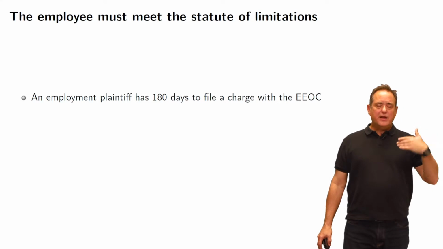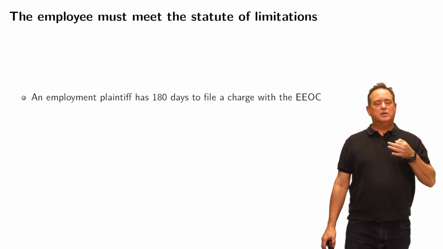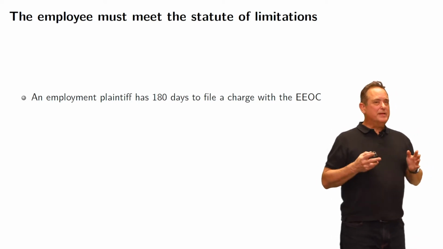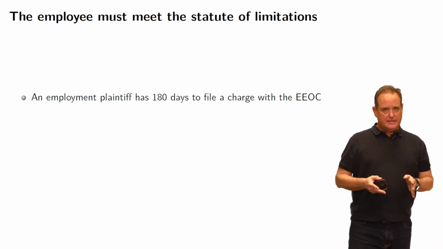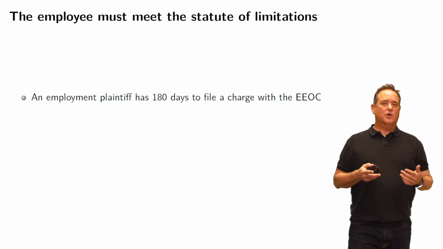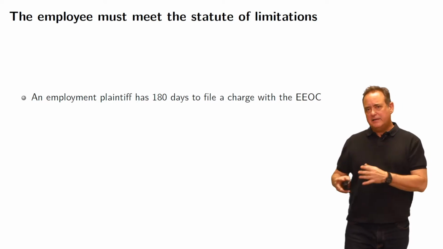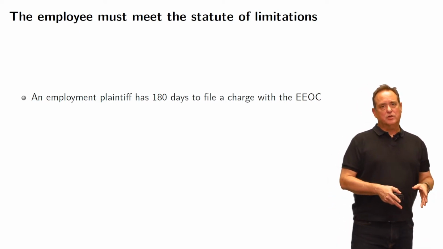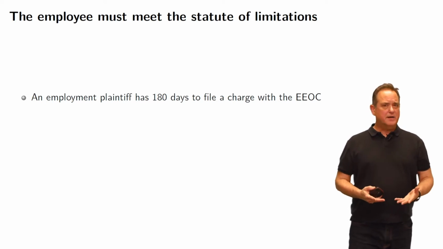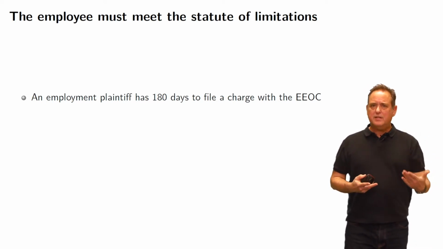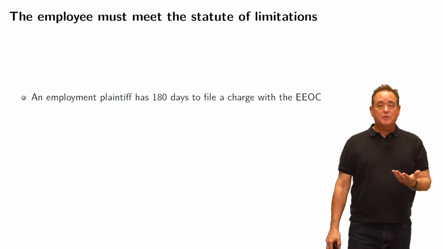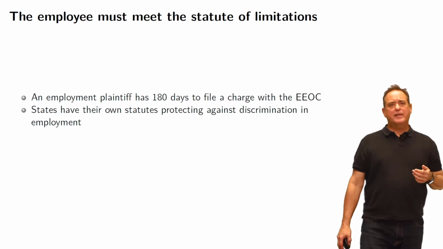Now, there is a very short statute of limitations, a period of time in which to file your charge. In employment discrimination cases, the employee plaintiff has only 180 days to file a charge with the EEOC. Only 180 days. 6 months from the date of the discrimination to the date of the charge. And this puts a burden on employees, and I always tell students that if you believe you have been discriminated against, you must act quickly. You've got 6 months in which to file a charge, and if you wait more than that time, then you're unable to bring that claim. You've lost your ability to bring that claim.